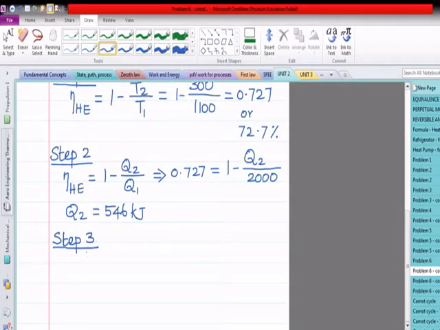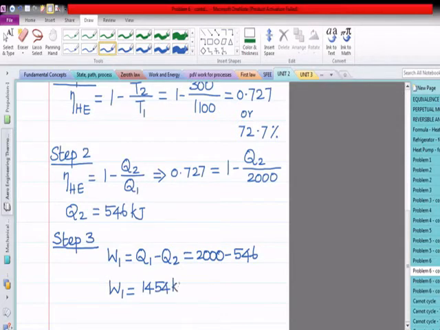For a heat engine, the work output is equal to the net heat transfer. So I can write the net heat transfer as Q1 minus Q2. Q1 is 2000, Q2 is 546. Therefore, the work output of the heat engine W1 is equal to 1454 kilojoule.